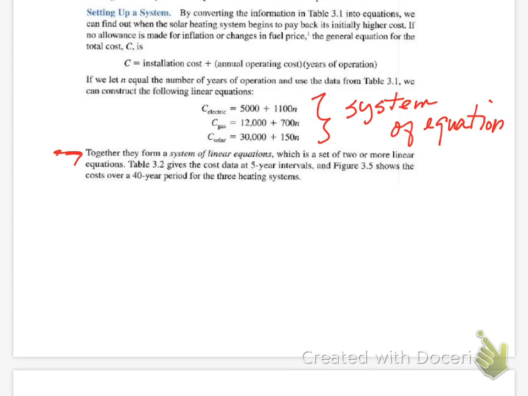And once you have the algebraic equations, you certainly could graph it and look and see where they intersect. But we also have the option to work with it algebraically and get a more exact value. And that's what we're going to be doing.